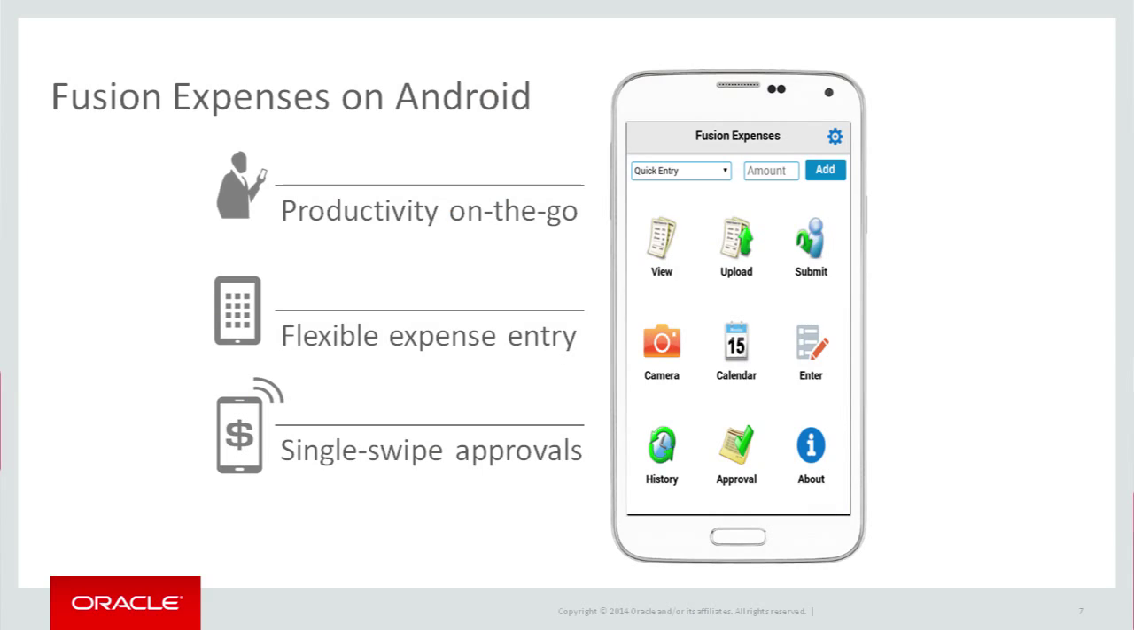We've also made it easier for you to submit expenses by enabling the Fusion Expenses application on Android devices. So we use what we call a grid-style navigation, which allows you to locate tasks easily. You also have multiple ways of entering expenses. You could use a quick entry to quickly add an expense, or a camera option to automatically create an expense item from a receipt image. You could upload expenses to the online expense application or submit expenses directly from the device. Managers can then review all of the approvals pending their action and quickly approve each one of them by a single swipe.